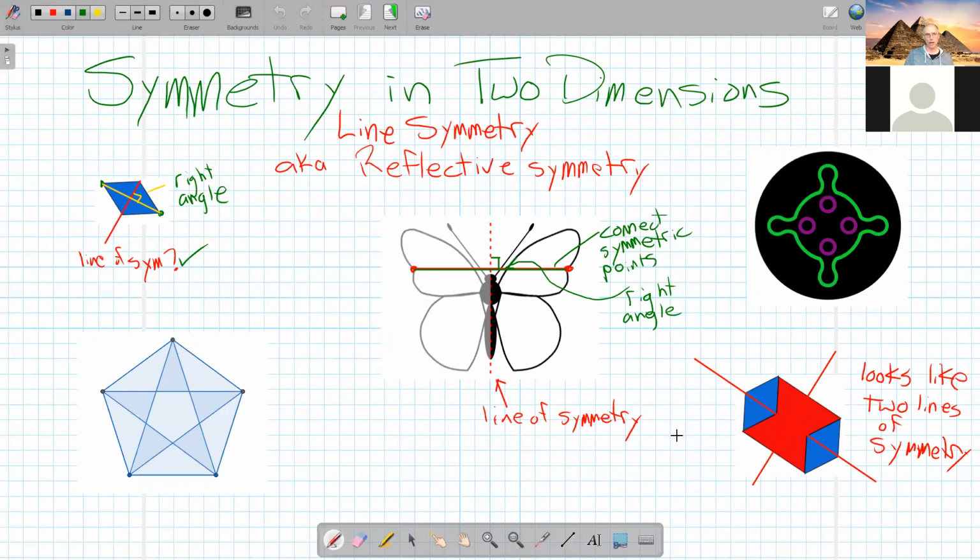All right, let's try another one. What should we do? Should we do the pentagon here, or this funky thing over there? Funky thing or pentagram? The weird one that's green and purple. The funky thing, cool, okay.